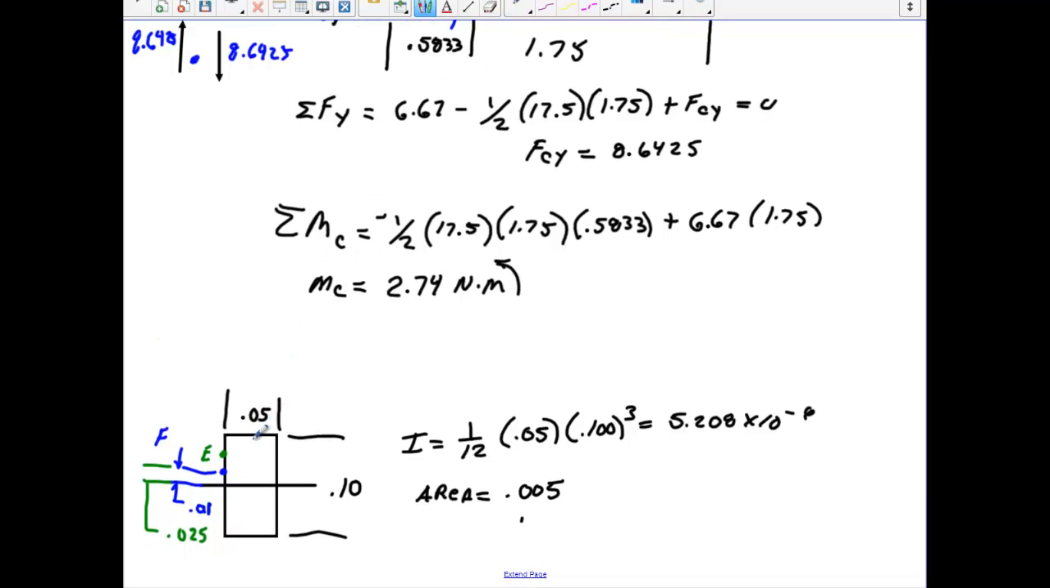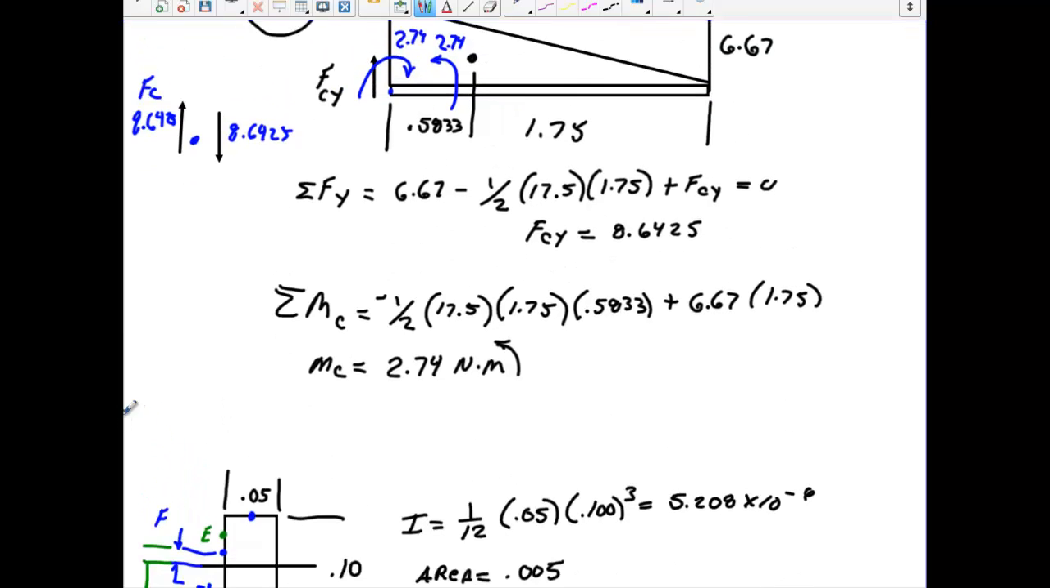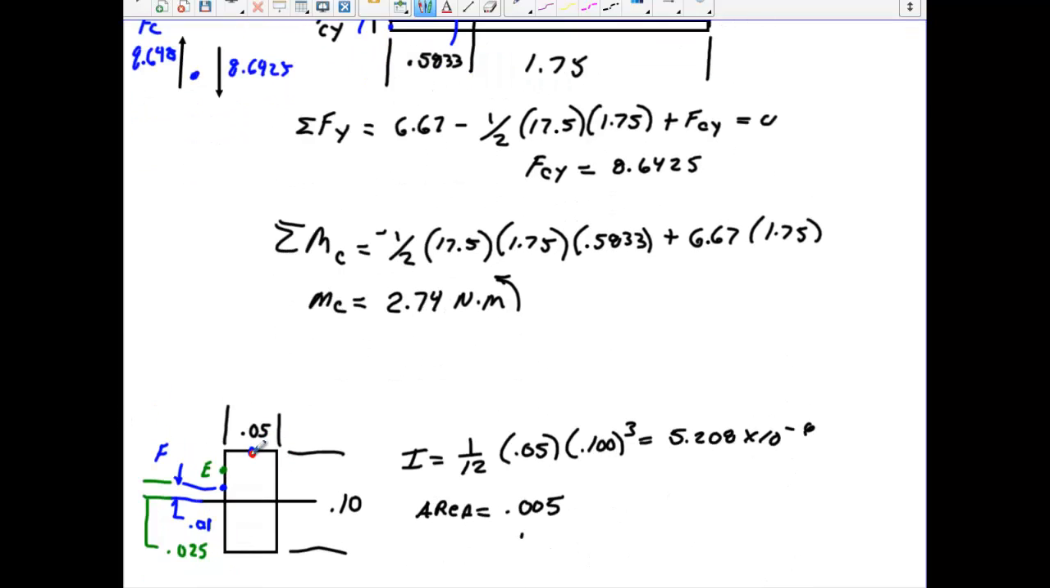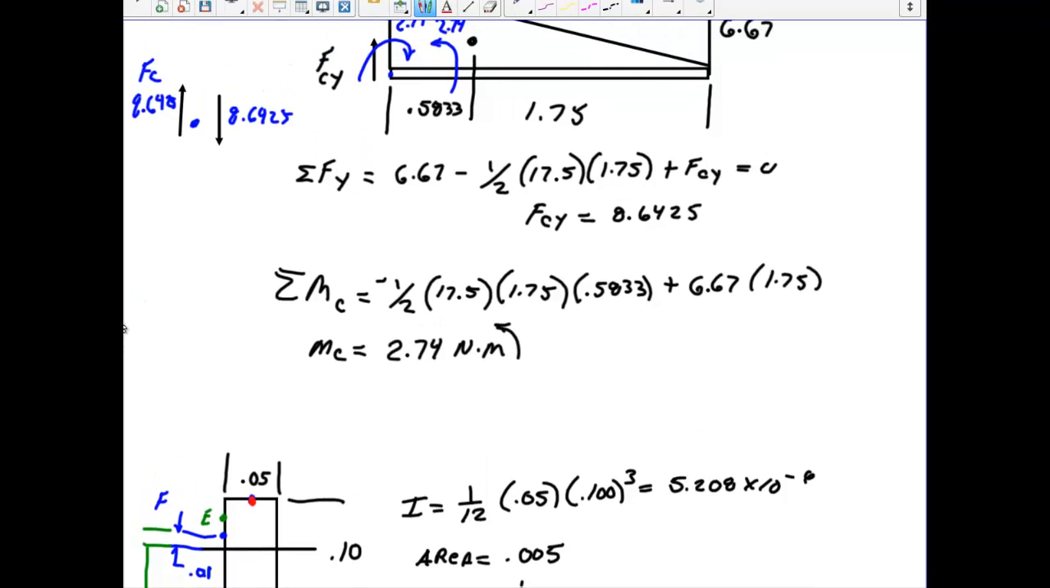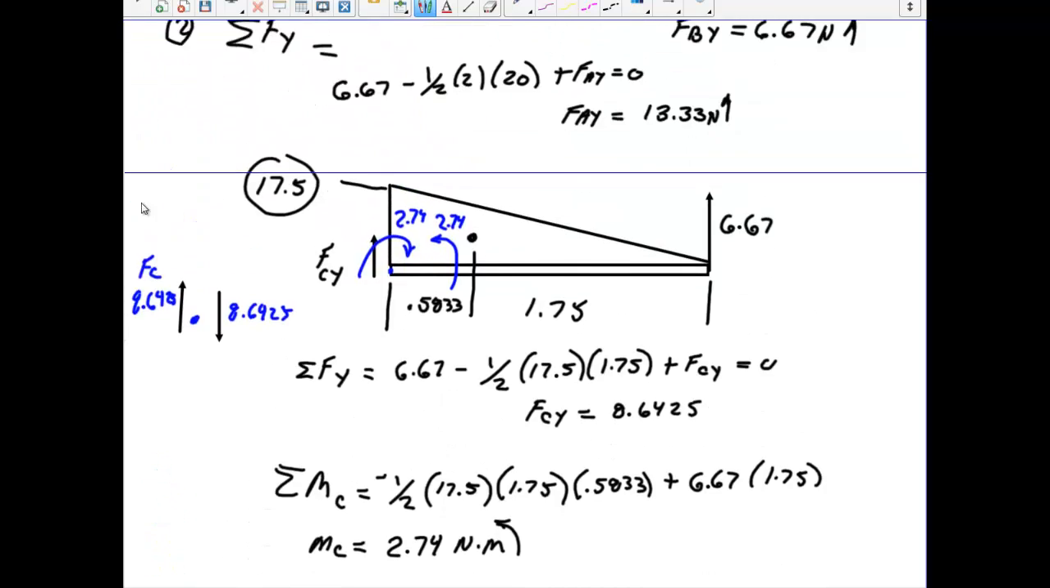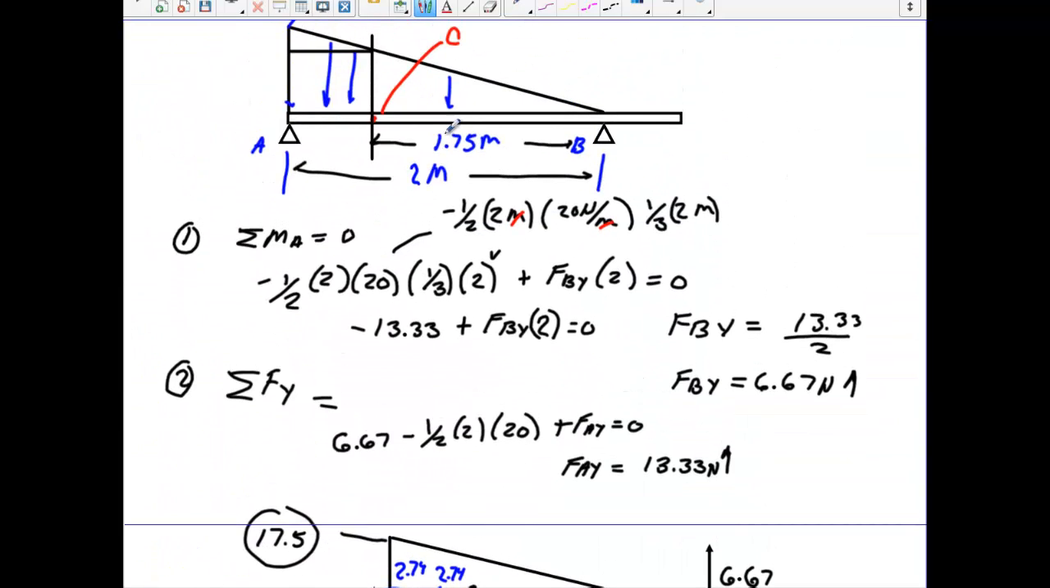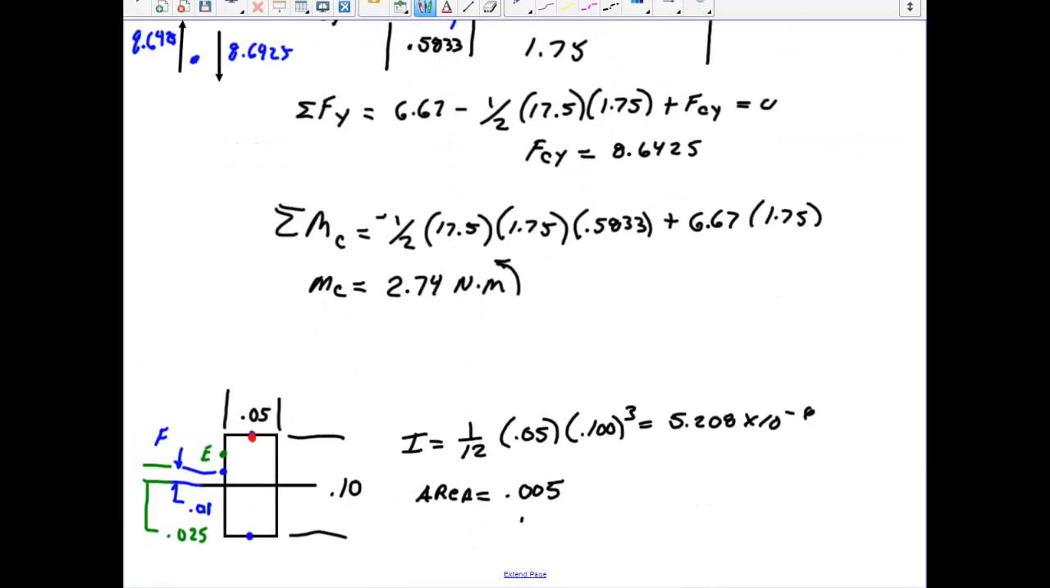I know my maximum compression is going to occur here, and I know my maximum tension is going to occur here. So if I'm going to calculate those values, well, I have no P over A, right? I have no forces coming this way that's causing a compression or tensile stress. So all I have to do is worry about the moment.